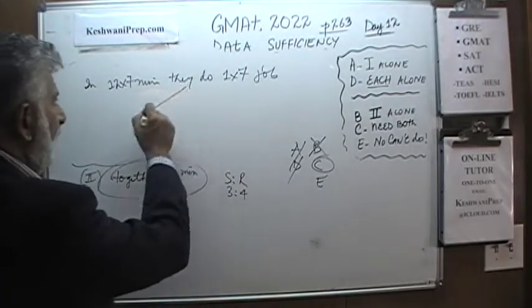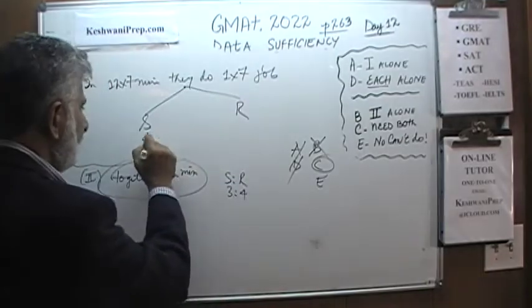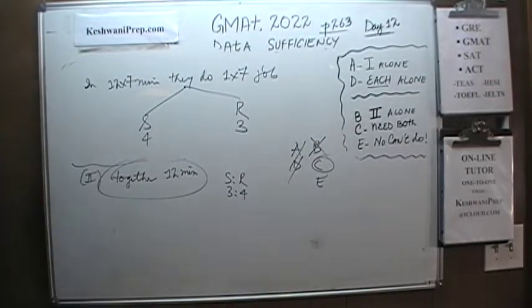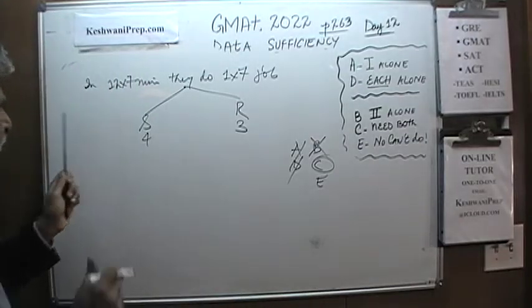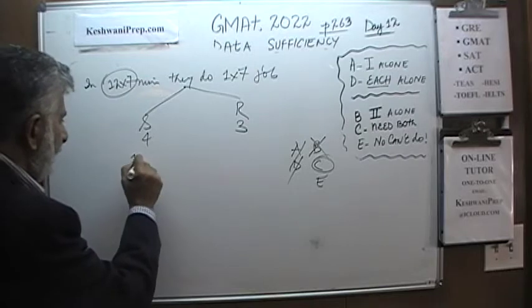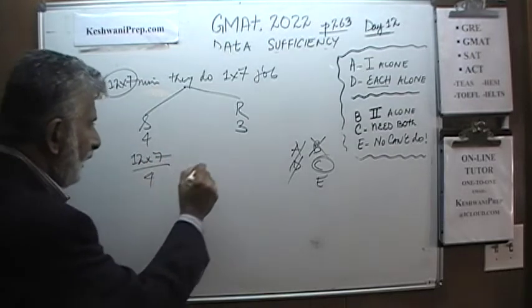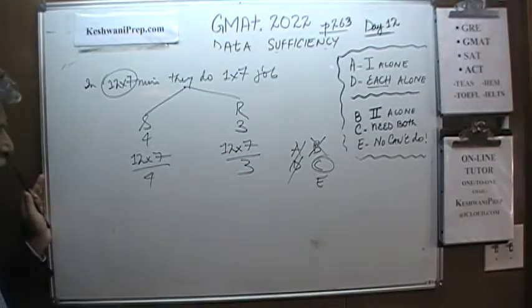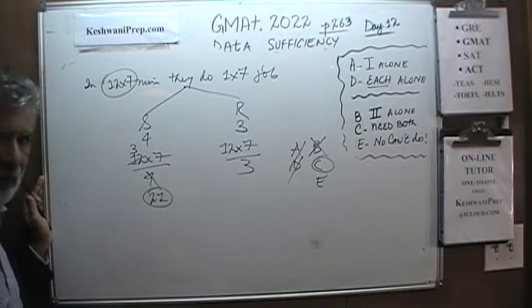Out of those 7 jobs, the guy who is faster is going to do 4 jobs, and the guy who is slower is going to do 3 jobs. Now we can figure out the time each person takes very quickly. They have 12 times 7 minutes. In that time, this guy does 4 jobs, and this guy does 3 jobs. There you go. 4 goes into 12 3 times, which means he will take 21 minutes.